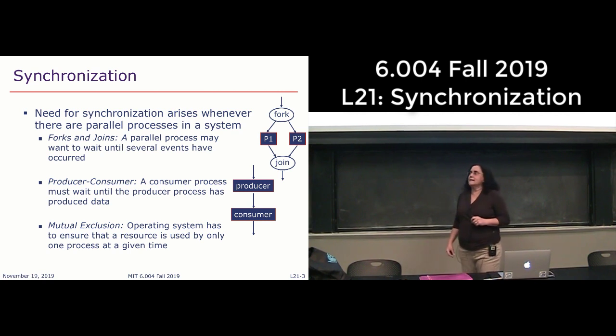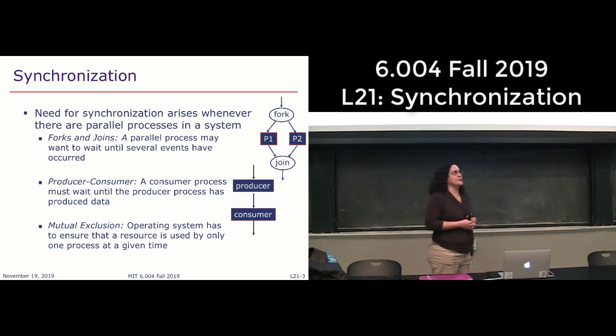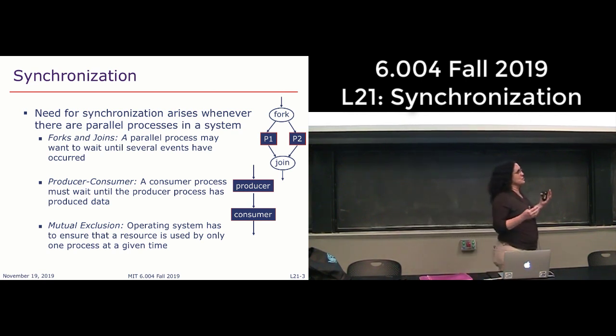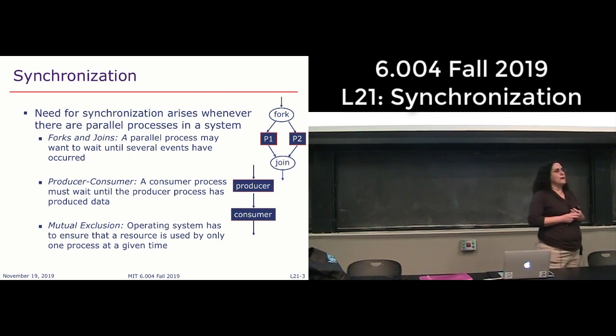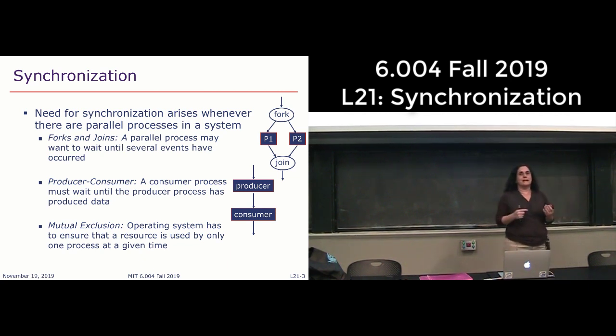And then yet another situation that requires synchronization is what we call mutual exclusion. We have resources that are shared amongst our processes or amongst our threads, and we need to make sure that at any point in time, we only assign as many threads to these resources as we have available resources.